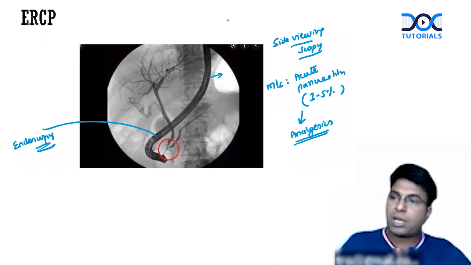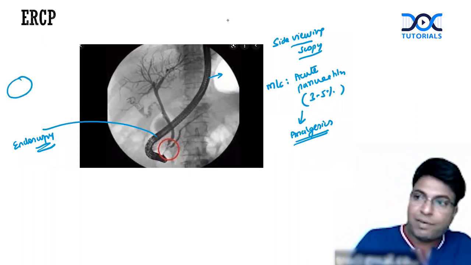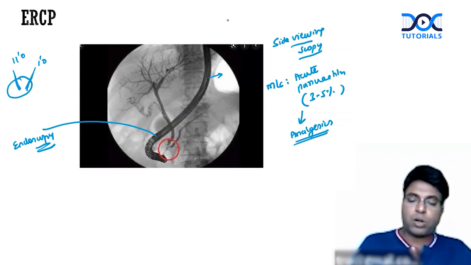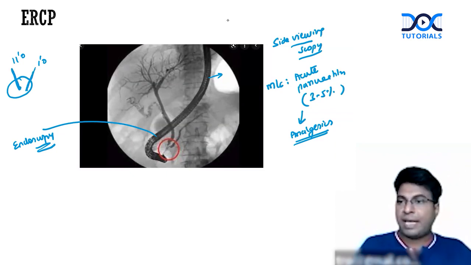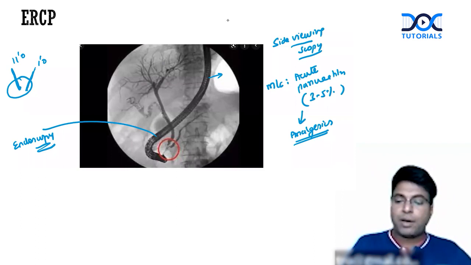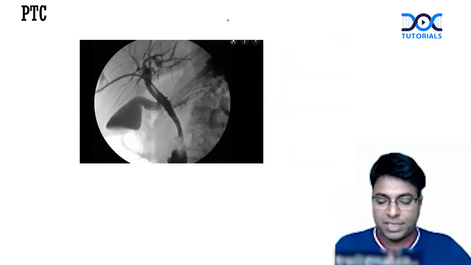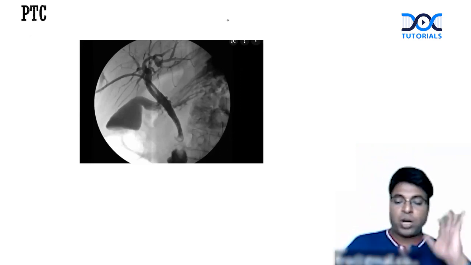And yes, sphincterotomy, if you do, it is done at 11 o'clock and 1 o'clock position. That is correct, Yash? That's correct. 11 o'clock and 1 o'clock are the two positions which are avascular area. So we will do sphincterotomy at one of these two positions in the sphincter of Oddi. Okay, this is very important investigation. And this is the last investigation. You should not get confused in the exam.